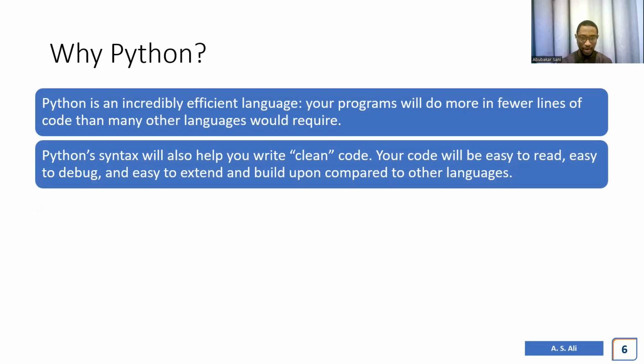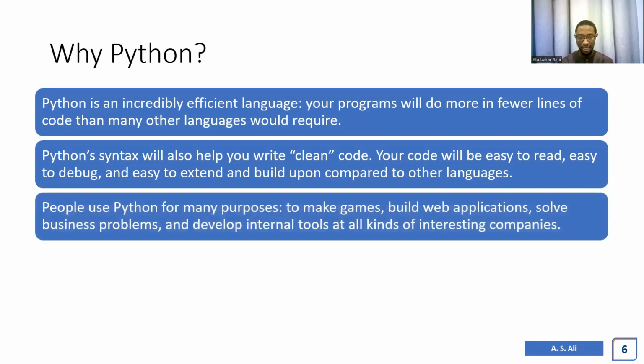You can easily identify where the bug or the error is coming from, and you can easily fix your code. So the syntax of Python makes sure that you are writing clean code. All right, and it is used for many purposes. Some programming languages are task specific, so you cannot use them for some particular tasks. They can only do something specific. But Python can do so many things.